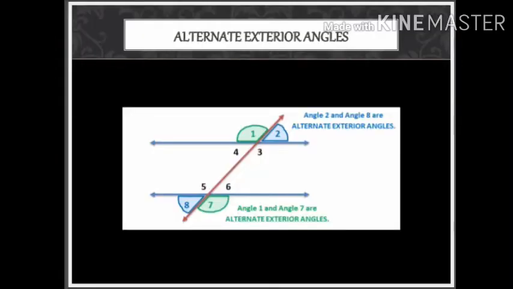Next one, alternate exterior angles. In the given figure, angle 1 and angle 7, and angle 2 and angle 8, are two pairs of alternate exterior angles. If a transversal intersects two parallel lines, then each pair of alternate exterior angles is equal. Therefore, angle 1 equals angle 7 and angle 2 equals angle 8.